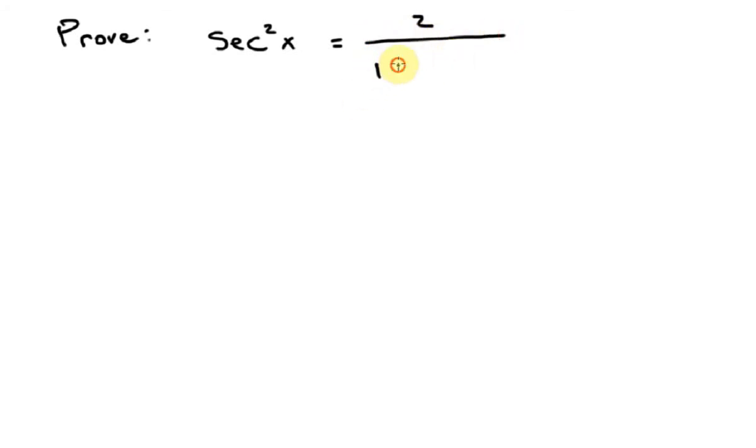Okay, here's back to a proof. We're going to try and prove the following. I'm going to try to prove that secant squared is in fact the same thing as 2 divided by 1 plus cos 2x. All right, so let's see what we can do. What can we do with secant squared x? Really not much. I'm just going to write it as 1 over cos squared x. That's about all we can do with that guy.